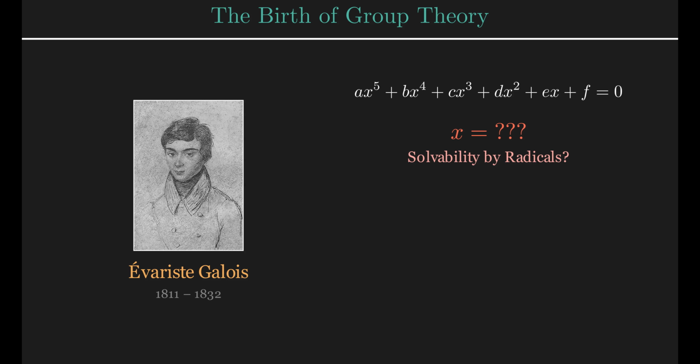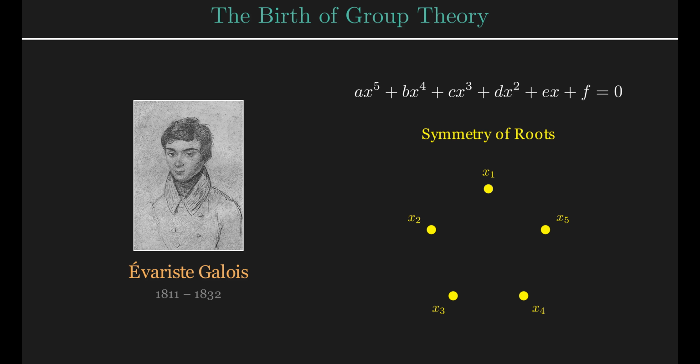Galois realized the answer lay not in the numbers themselves, but in the symmetry of the solutions. Consider the 5 roots of a quintic equation. He studied how these roots could be permuted, swapped around, without breaking the fundamental relationships between them. And with this idea, group theory was born.